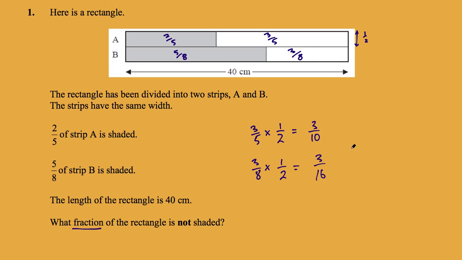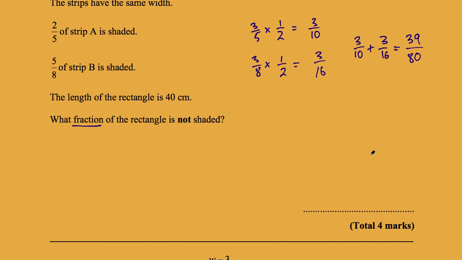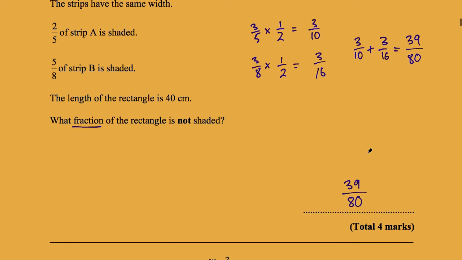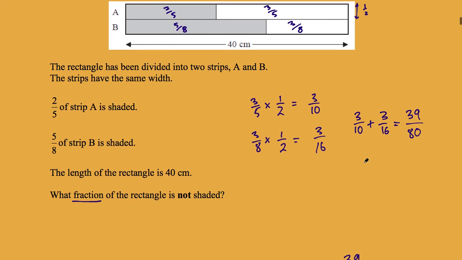And this is a calculator paper, so I need to add those fractions together. 3/10 plus 3/16 gives me 39/80 on my calculator. So that's the answer. The unshaded region is 39/80 of the whole region. To check that, I suppose I could do 2/5 of a half plus 5/8 of a half, and that would hopefully lead me to 41/80. That's what it would do.